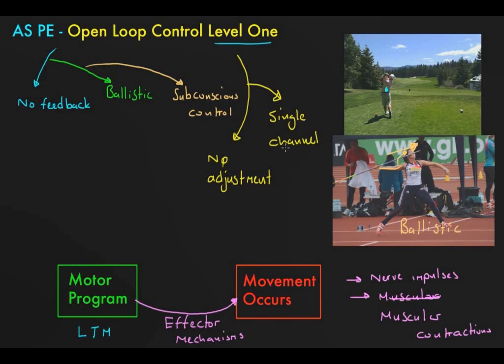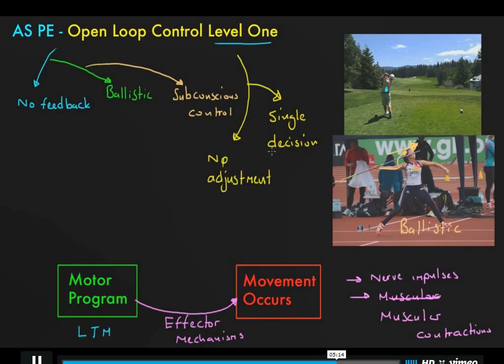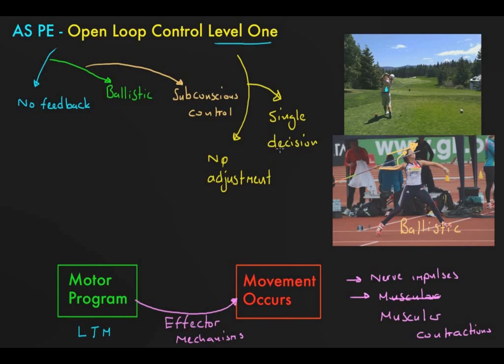It's a single decision. So as soon as you decide to go, to strike, to bring down the club in the forward swing, to propel the arm over in the javelin throw, it's a single decision which controls the movement.